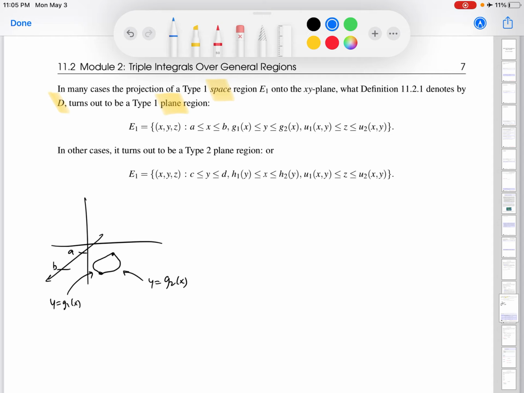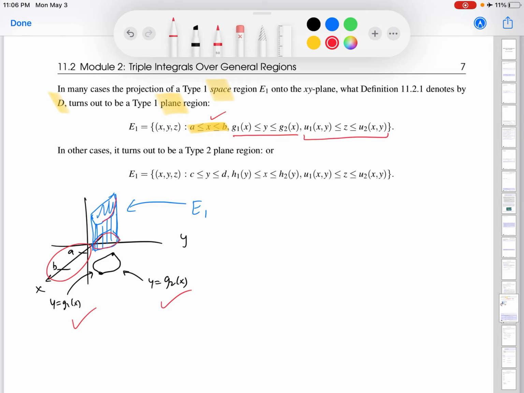You can imagine now that I might have a solid whose base projects down to this, and up here the base also projects down to this, right? So I've tried my best here to picture such a strange solid, and there we go. This would be a type 1 space region, with x between A and B, because the projection onto the xy plane is between A and B. Check. Y is between g1 and g2. Yep, that's what's happening over here. And then Z is between u1 and u2, that's this bottom surface and this top surface.